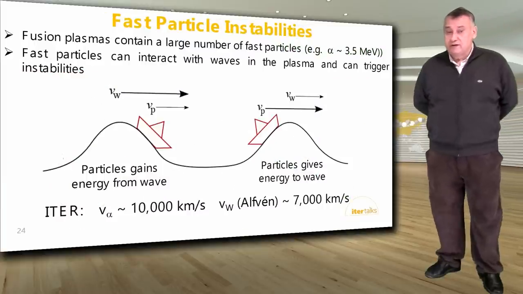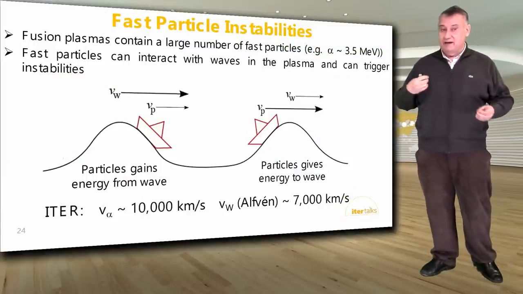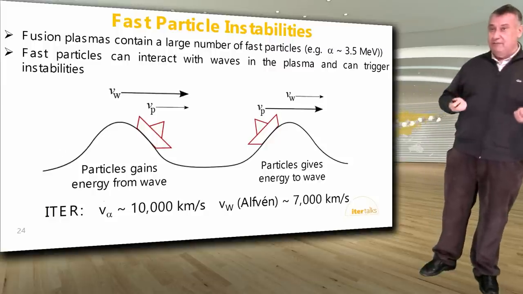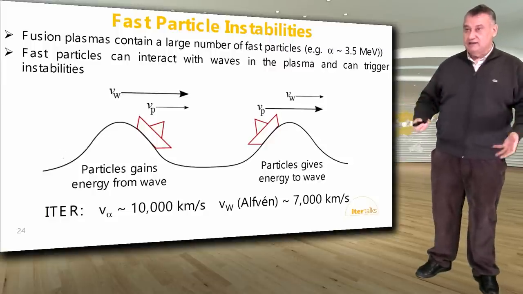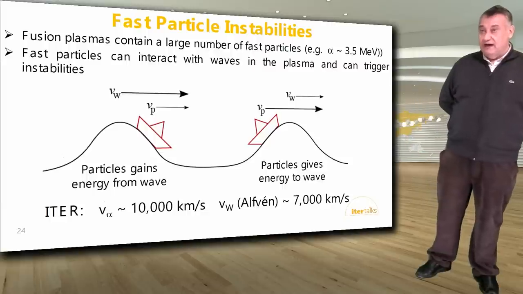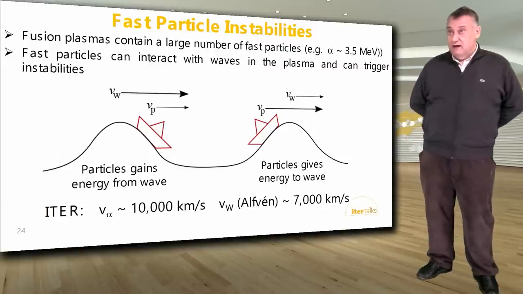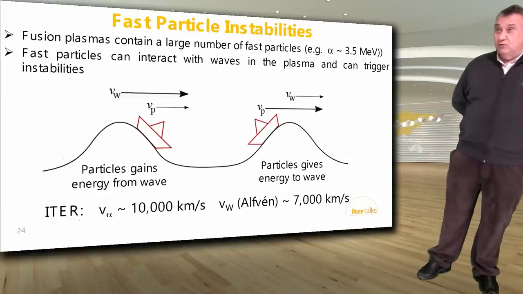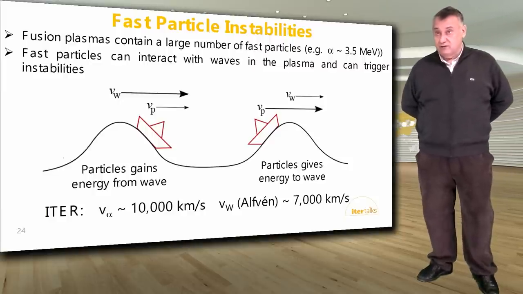Now, there are other instabilities which are related to the way the plasma interacts with the magnetic field at the level of particles, not just at the level of pressure or current, as I showed before, which are of high interest to fusion. And these are instabilities that we need to learn how to control in ITER, as will be discussed in a follow-up talk. These are what are called fast particle instabilities.